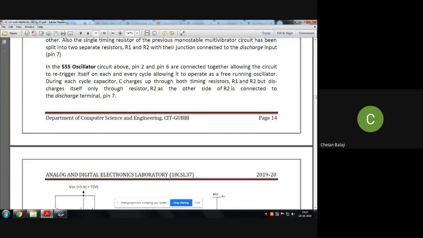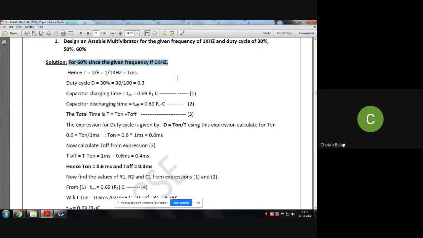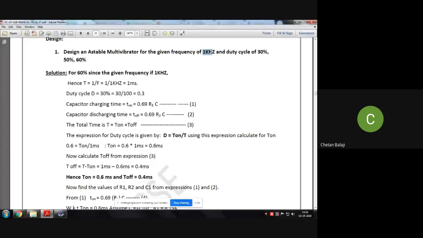Okay, take up this line. I am doing it for 60%. The given frequency is 1 kilohertz; in the question, the given frequency is 1 kilohertz. Let me do it for 60% duty cycle. The rest you can try at home. See the first line: 60% is the given duty cycle for the frequency of 1 kilohertz.